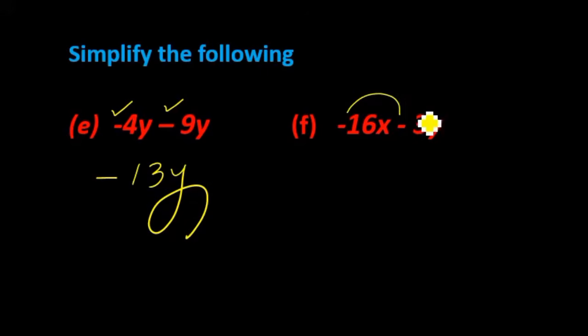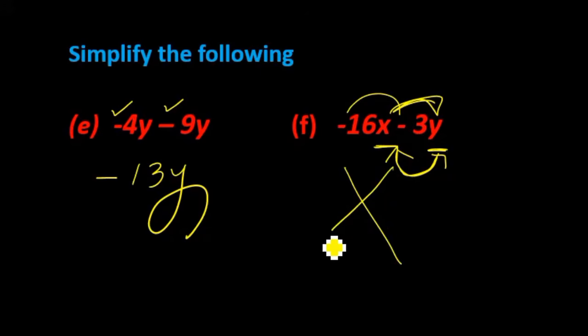Again the signs are the same, but the first condition is that they must be like terms. Here they are unlike terms, meaning x and y are unlike terms. So we can't add or subtract unlike terms. The basic condition is that they must be like terms if we want to add or subtract.